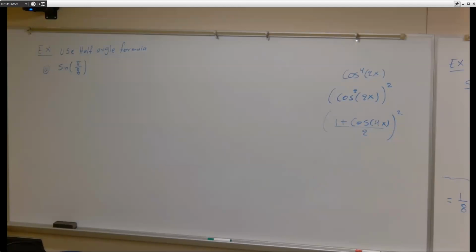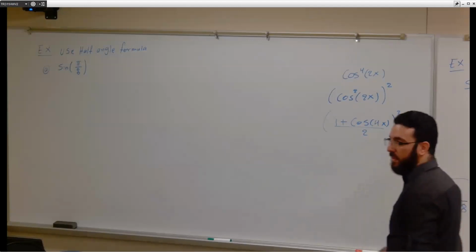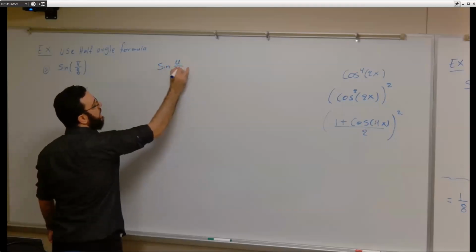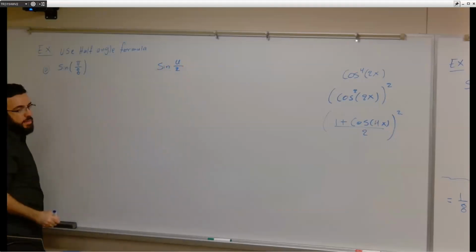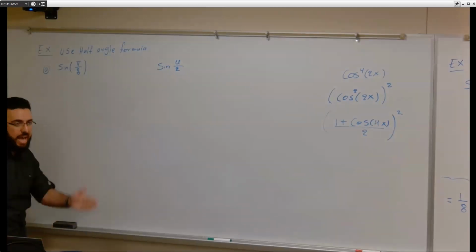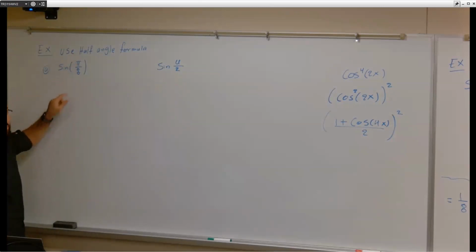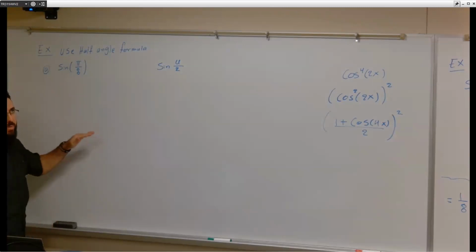Now, can you rewrite pi/8 so we can use the half angle formula? Because the half angle formula says you have sine of an angle divided by 2. Do I have 2 here? No, because it's half the angle. So I have to put the number 2 somewhere here, but how? Think about that. That's the tricky thing with these examples.